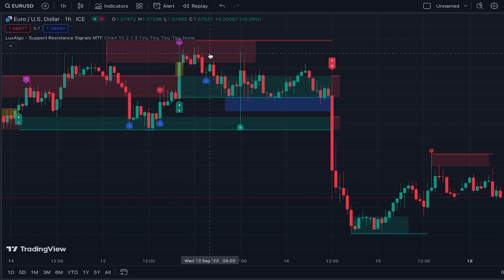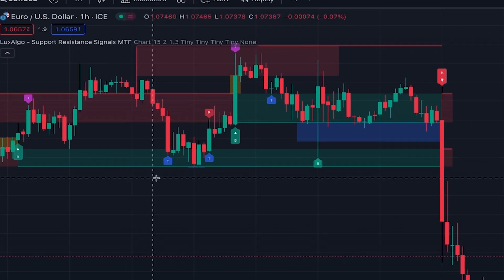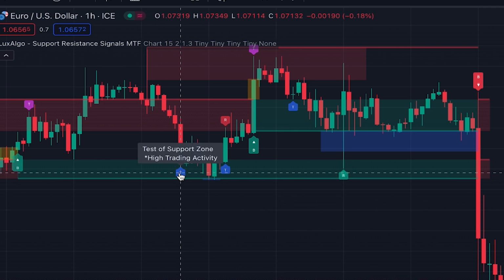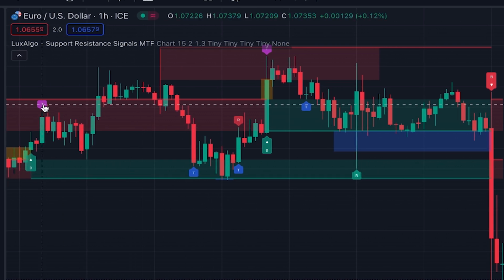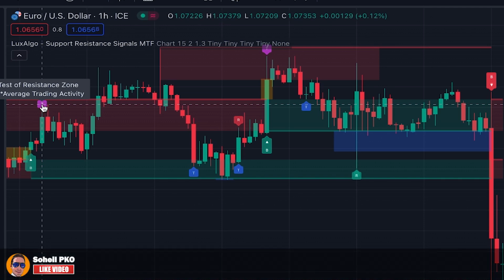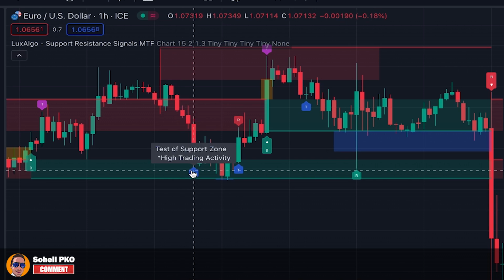Support lines or zones are shown by green color, and resistance lines or zones are shown by red color. When the price reaches a resistance zone or a support zone, we have label of T, which says test of support zone or test of resistance zone, and it also tells us about the trading volume at this point. For example, here average trading activity, or here we have high trading activity.